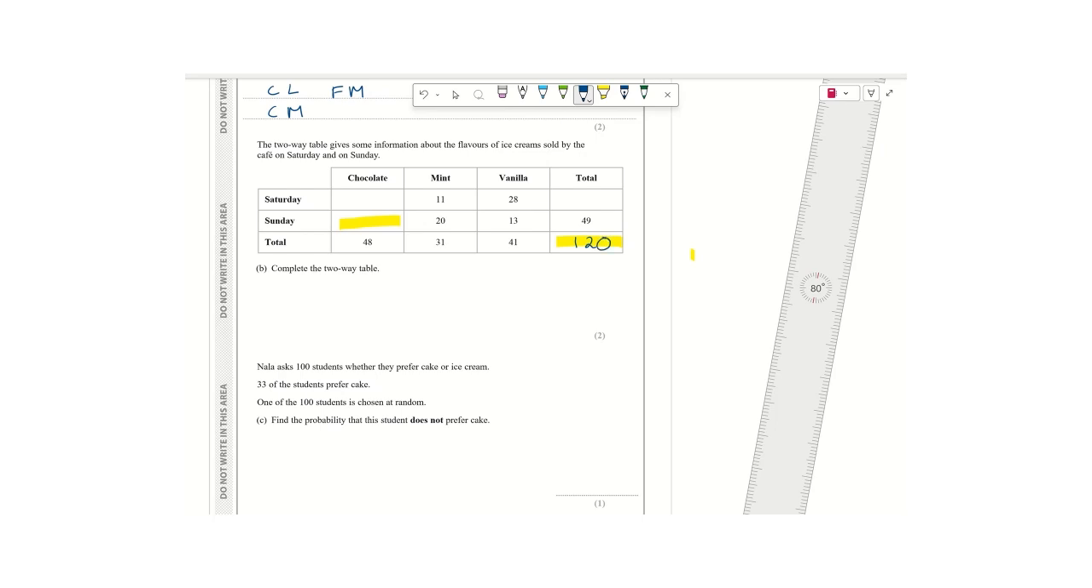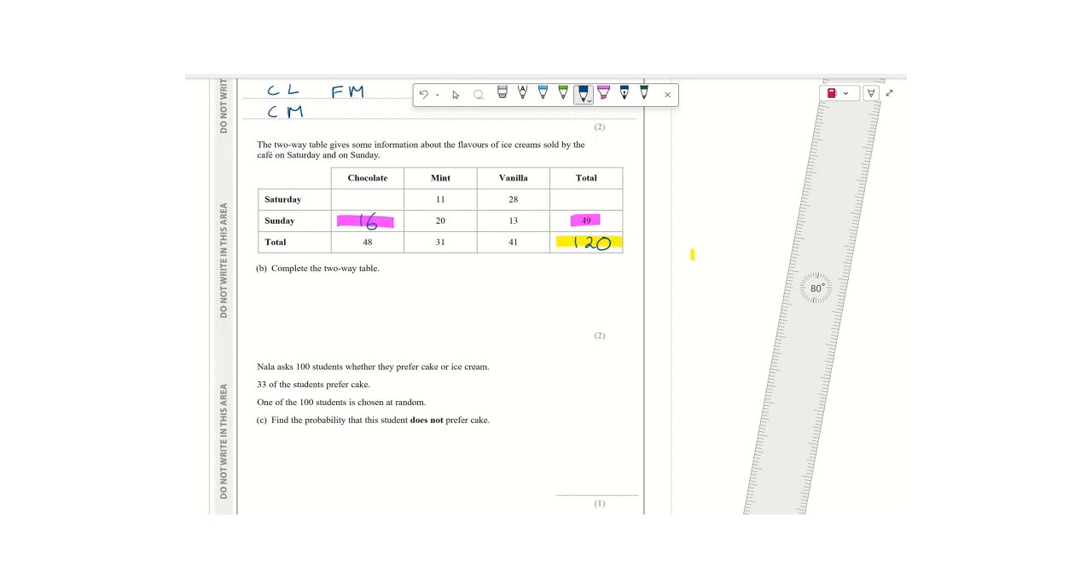And then to find the total for Sunday, I can find it straight away, but I'm going to do it by subtraction because I know the total is 49. I know how much mint and how much vanilla, so I'm looking for how much chocolate, so I'm going to do it as a takeaway. So it's 49, take away 20, take away 13, which gives me 16 there.